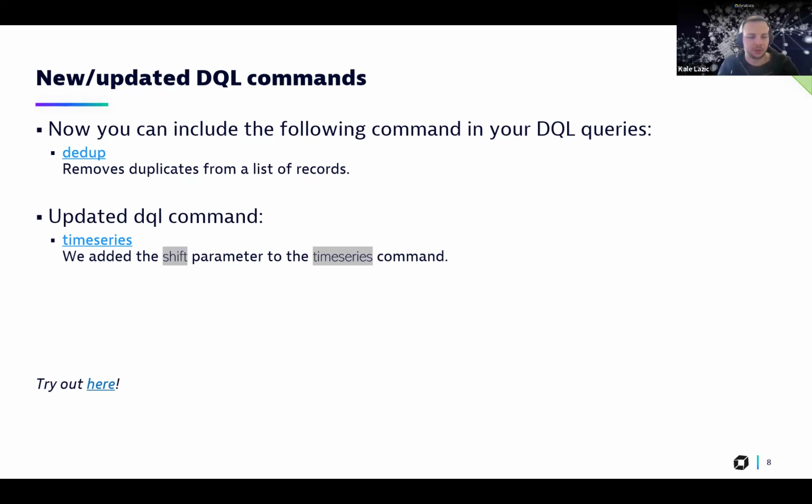Apart from this DDAP command, we have one updated DQL command, our already famous time series command. We added one parameter, it's called shift. We'll look into what this can help you with in a few moments. Basically, it brings you some time series data from past time to compare it with the current time, but we'll look into an example in a few moments.